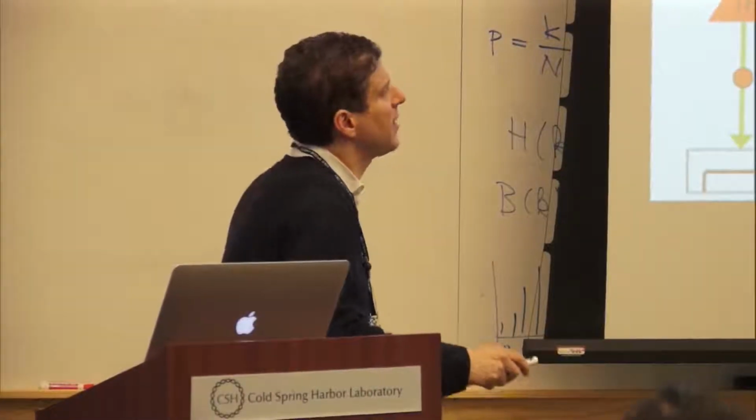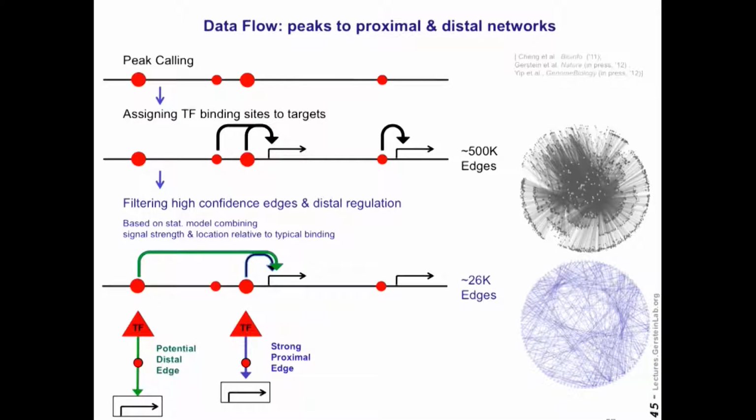And so the first thing we might want to do is prune that hairball into stronger proximal edges. And I'm going to describe a little bit about how we can prune that statistically to go from 500,000 edges to maybe 25,000 edges. So that's one thing we can do. Another thing that comes up is, what do we do with a peak or a binding site that's far away from a gene? Okay, what can we do with that?